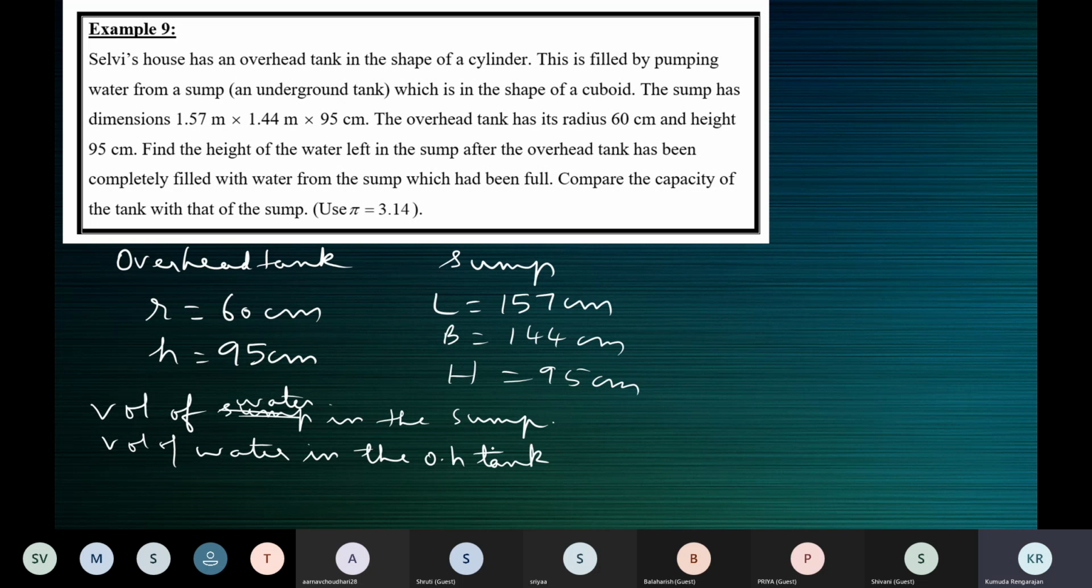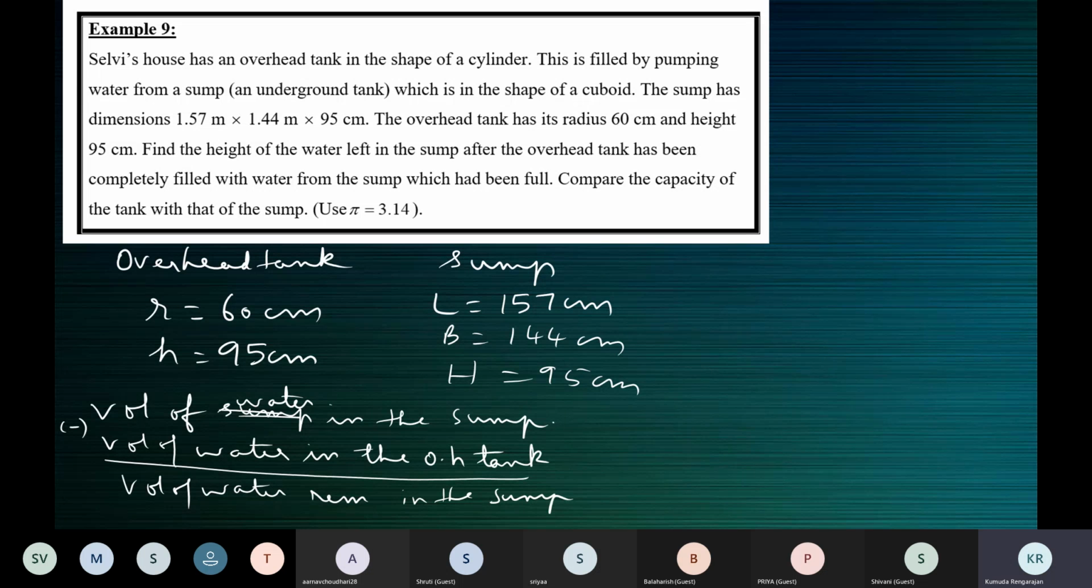And subtract these two, because this is the volume of water in the sump and this much is removed. Whatever is the volume of the overhead tank, that volume is pumped up. That volume of water is now not there in the sump, because from the sump it's transferred to the overhead tank. So this difference will be the volume of water remaining in the sump. You should find the volume of the water in the sump, and the volume of the water in the overhead tank. Subtract. You will get the volume of the water left in the sump.